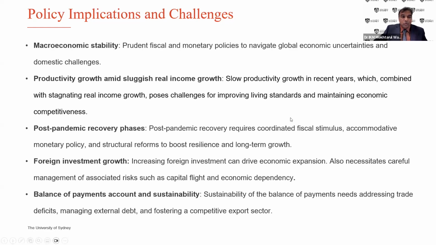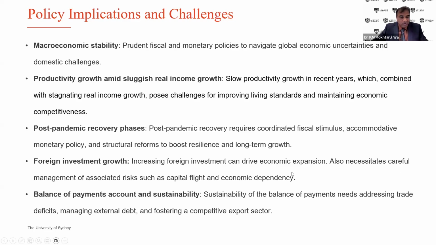Then there are lots of issues about macroeconomic stability, because we need to have prudent fiscal and monetary policies in place, since those will have implications for the balance of payments. And we need productivity growth to mitigate the sluggish real income growth problem, because that will also have implications for our export growth and balance of payments. In the post-pandemic recovery phase, we need fiscal stimulus packages. There has been some accommodative monetary policy taken by the RBA, but that process is yet to be over, and we are yet to regain our pre-pandemic level and trend of growth and economic prosperity.